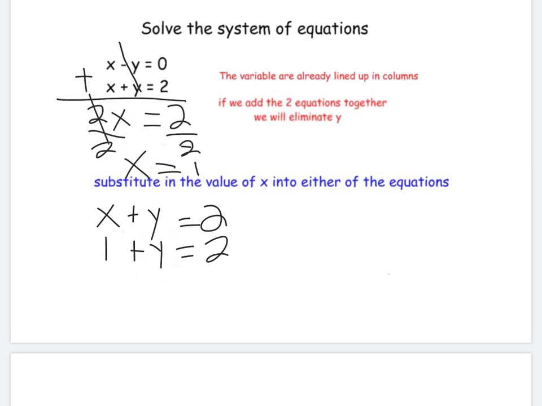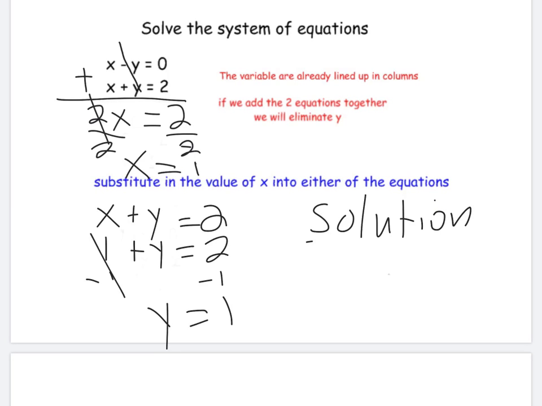And now I can solve that for the y. So the opposite of plus 1 is minus 1. 1 minus 1 is 0. They cancel each other out. I'm left with y. And then 2 minus 1 is 1. So my solution, or the ordered pair that both lines share, would be the point (1, 1). And again, it's an ordered pair with parentheses on the outside and a comma between the x and the y value.